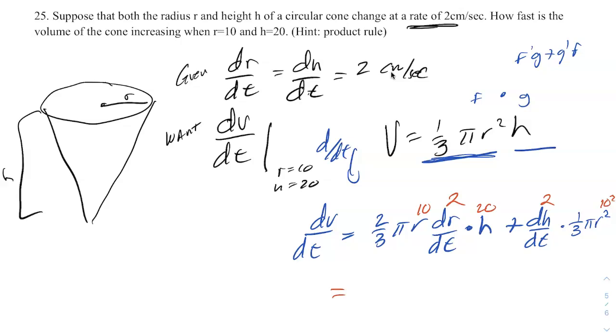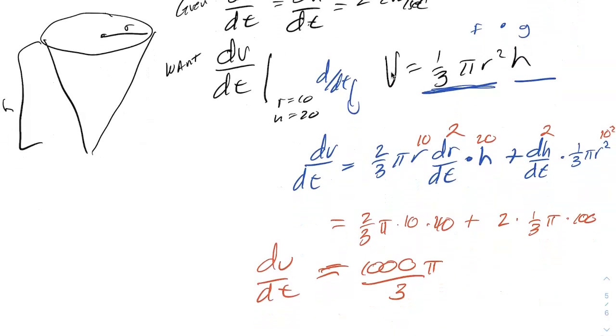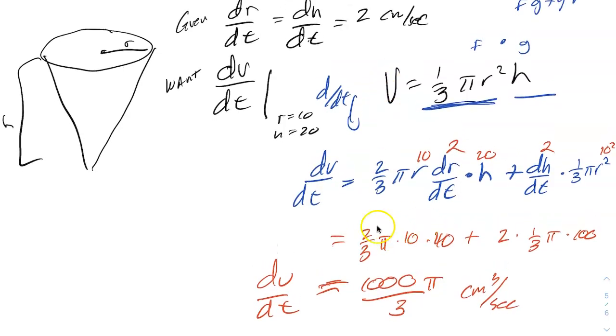So with this, we have 2/3 pi times 10 times 40 plus 2 times 1/3 pi times 100. If we simplify that, dV/dt equals 1,000 pi, and then units, centimeters cubed over seconds. So like that. So we get all that.